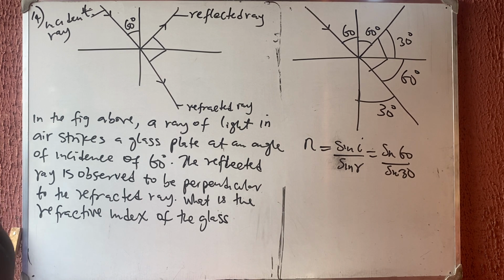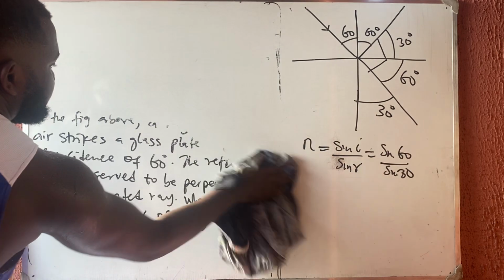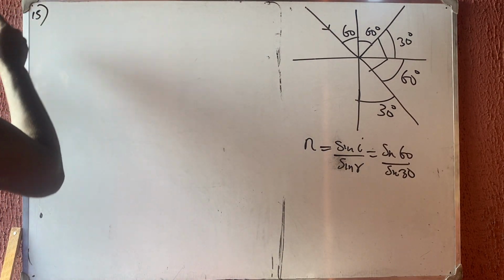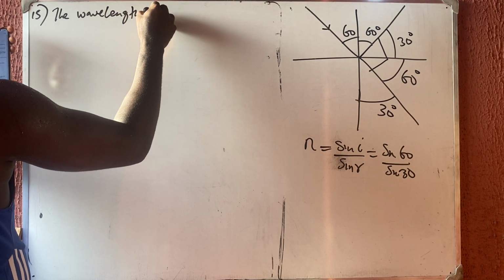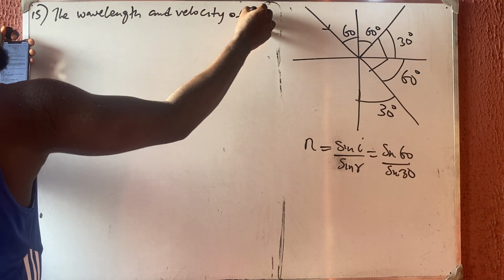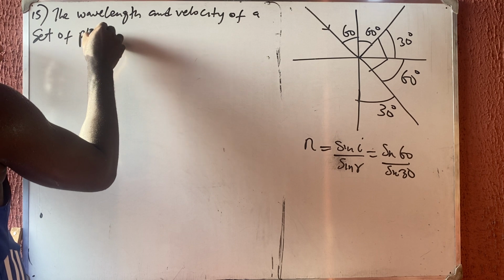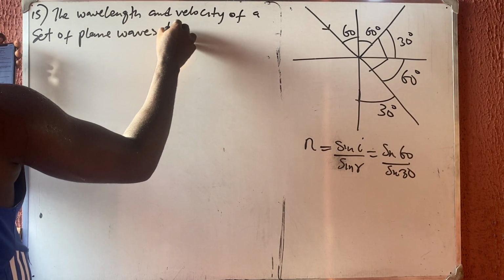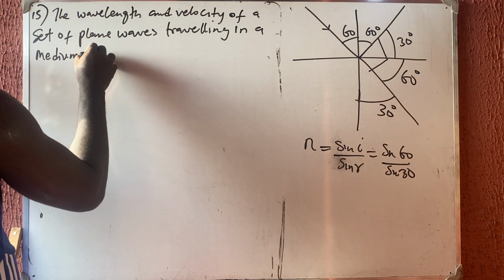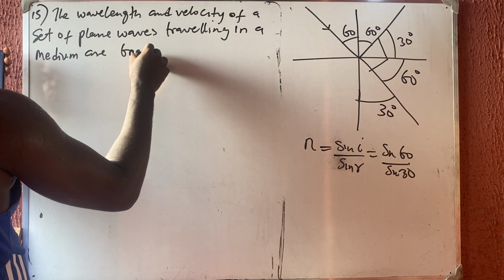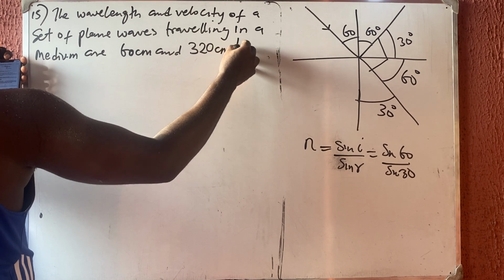So question number 15, which is the last question I'm going to solve. Question number 15 says that the wavelength and velocity of a set of plane waves traveling in a medium are 60 cm and 320 cm per second respectively.